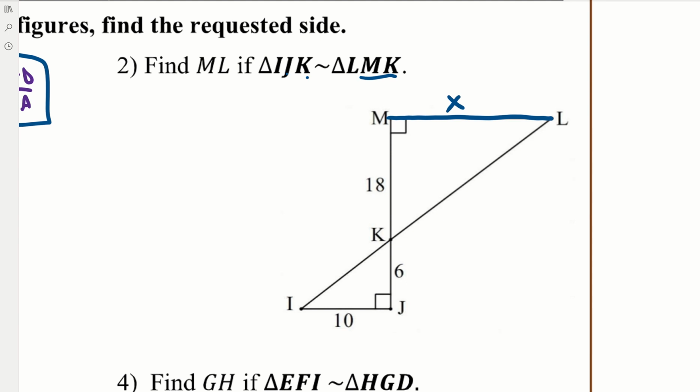I'm going to do this setting it up in letters first and then plug in the values, but in reality, you might want to skip that step. So I'm going to say MK over JK.